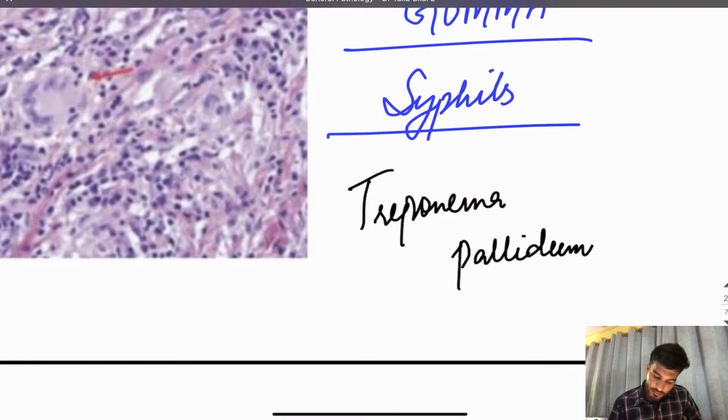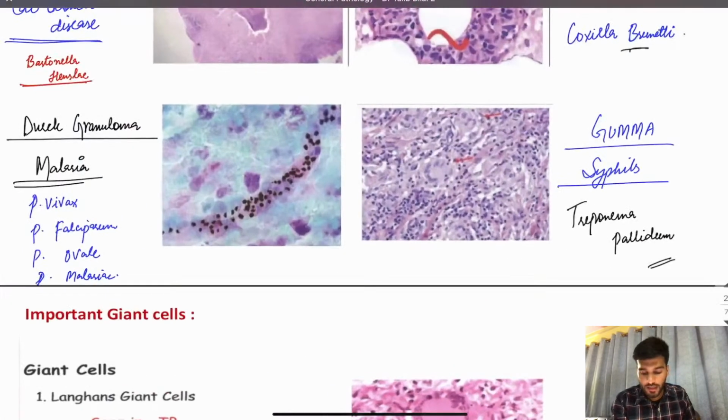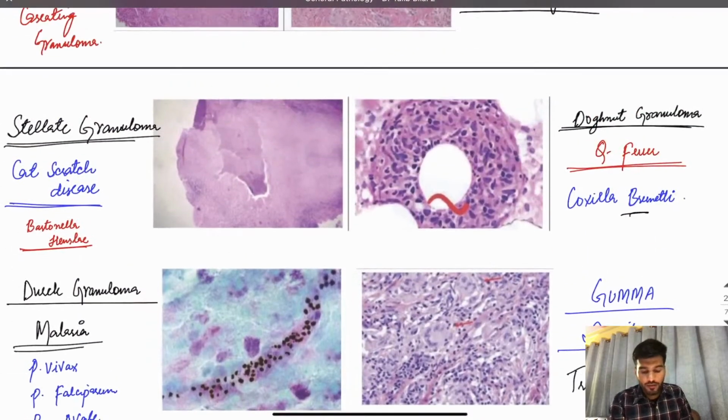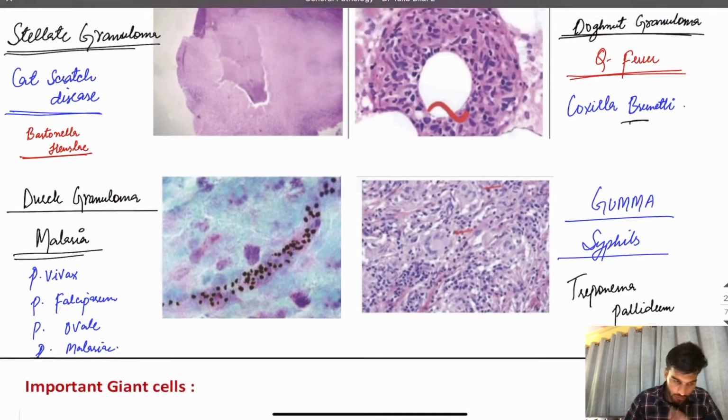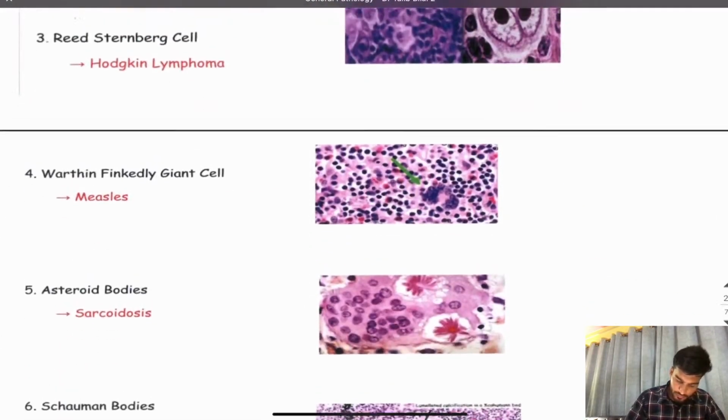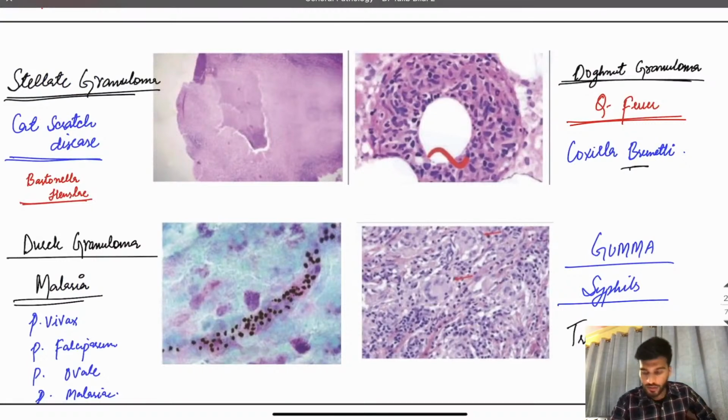Drug of choice for syphilis, benzathine penicillin. So it was all about main granulomas. Okay, we have one more granuloma guys, write it down. We have donut syphilis. Okay, that's a giant cell.